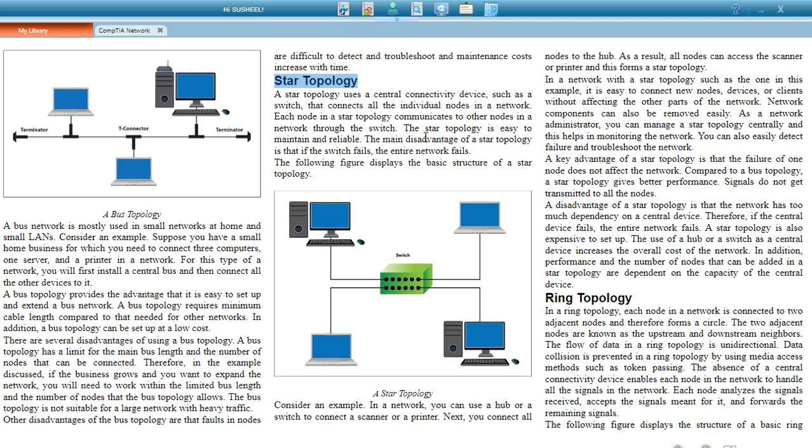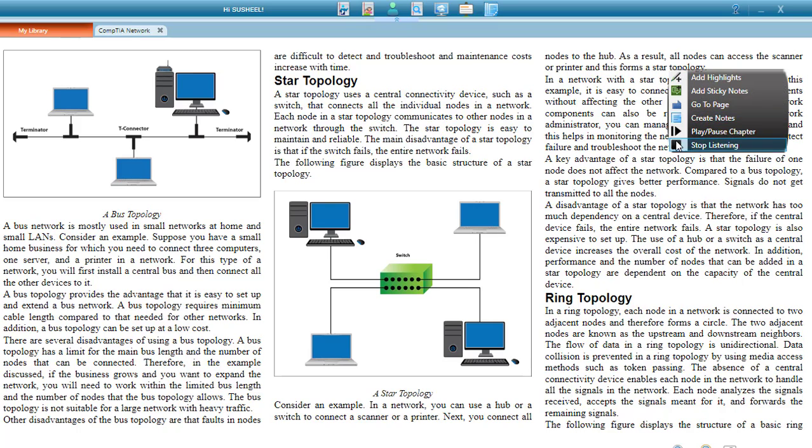A star topology. Consider an example. In a network, you can use a hub or a switch to connect a scanner or a printer. Next, you connect all nodes to the hub. As a result, all nodes can access the scanner or printer, and this forms a star topology.